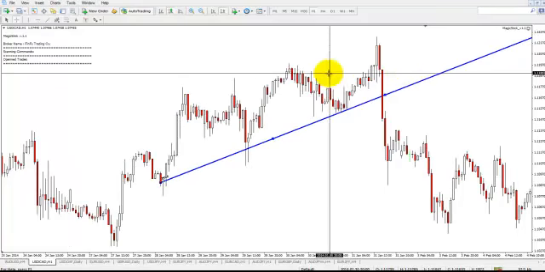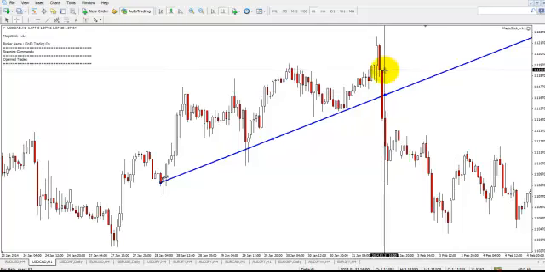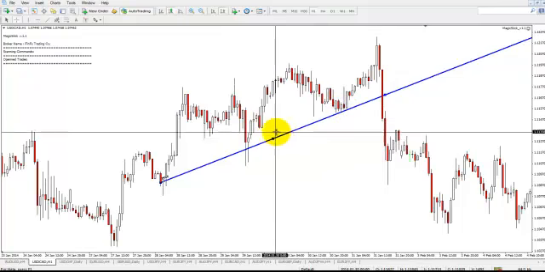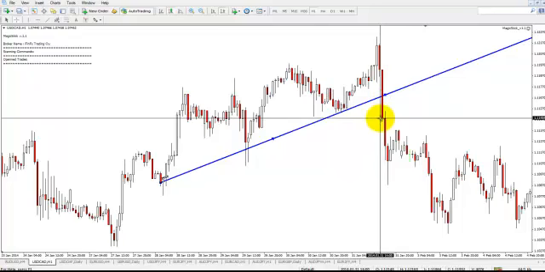So once the market closes beyond this line, okay, right here, once the market price closes beyond this line, that's where it's going to enter a trade for us. Okay, so it's above this line, you have to put in sell break, and then once it crosses this line, then it's going to enter a trade for us.